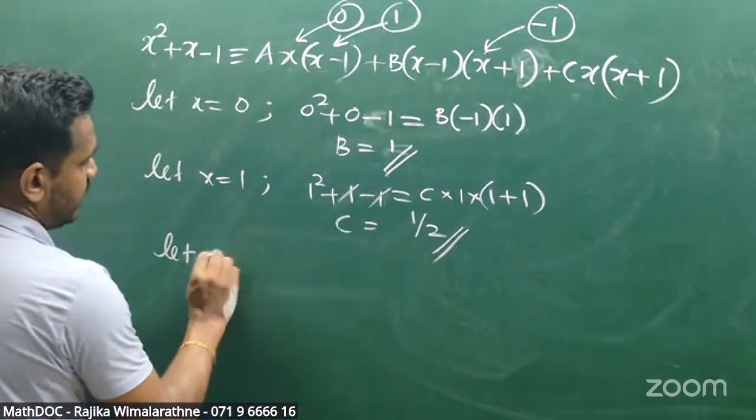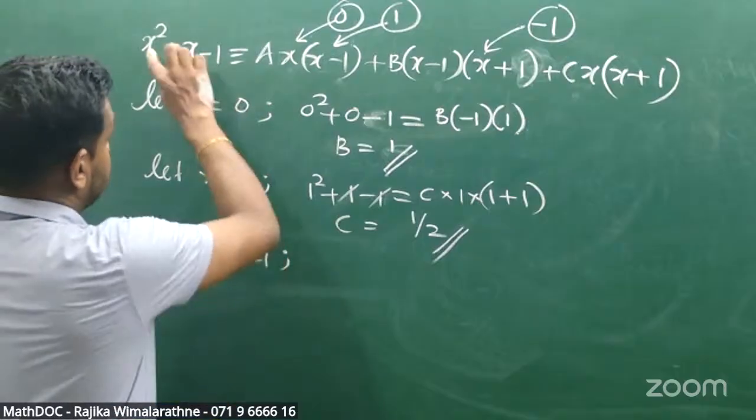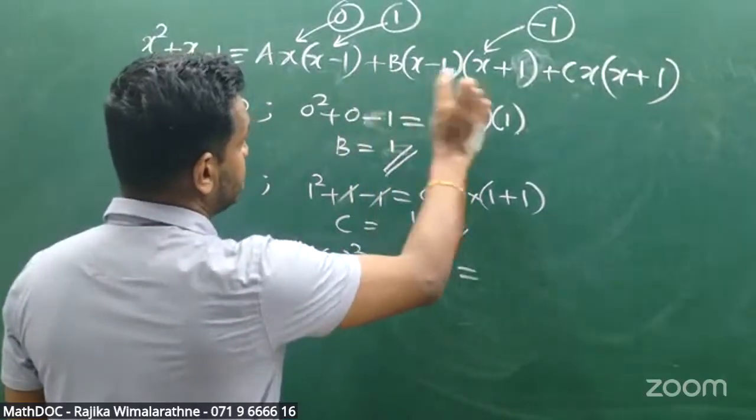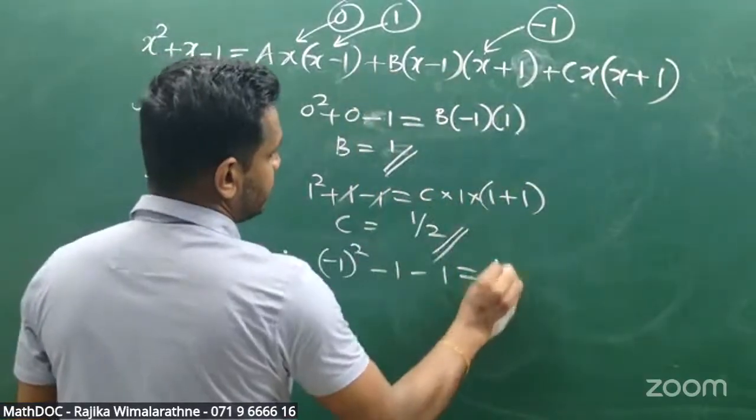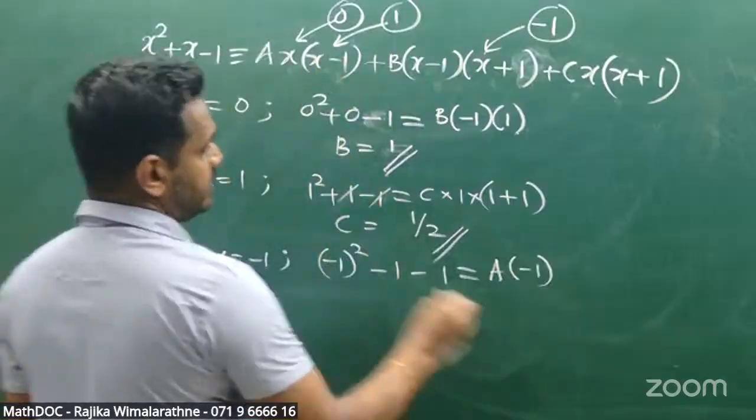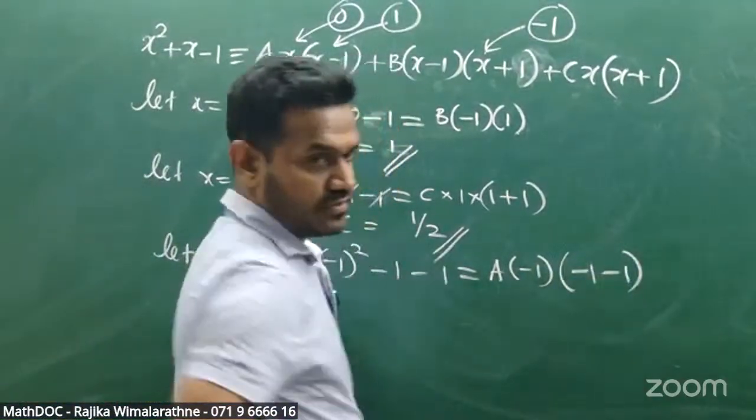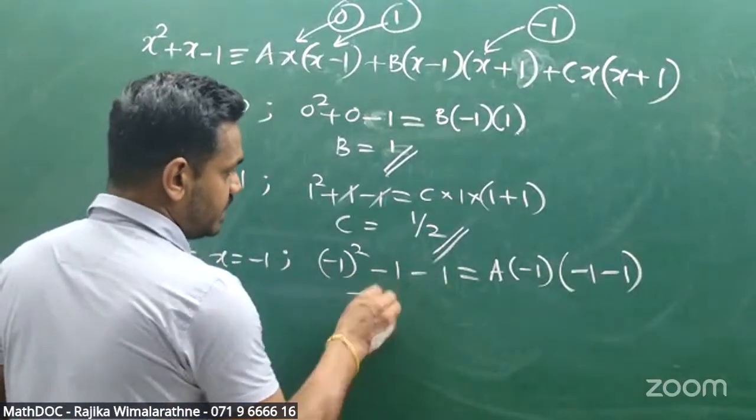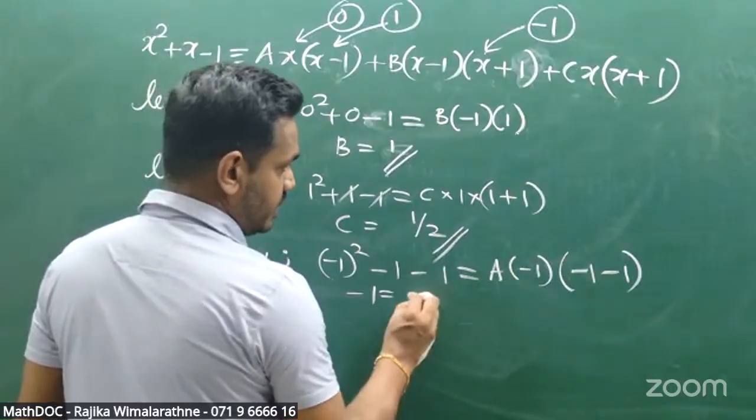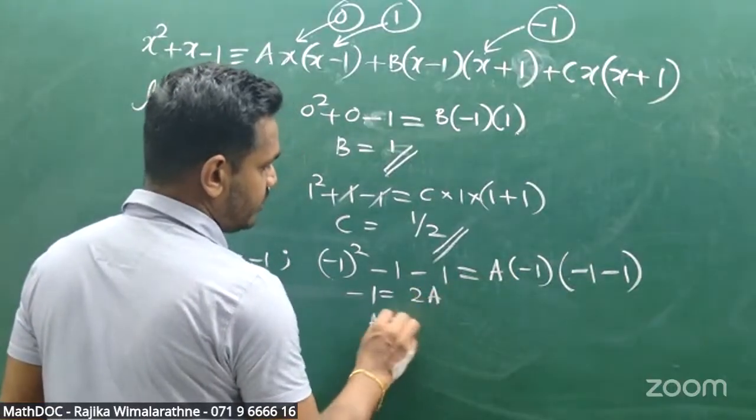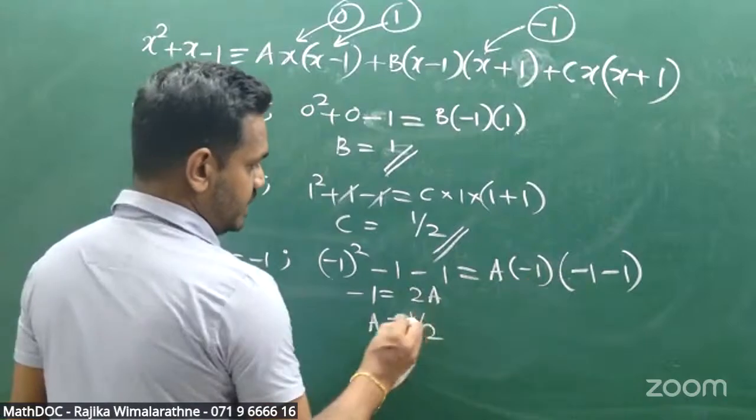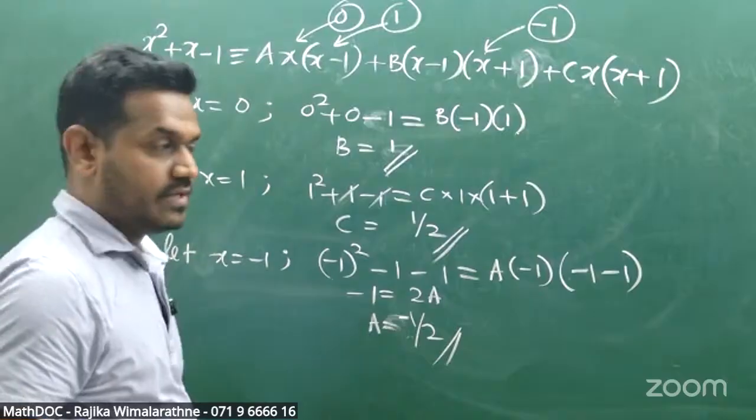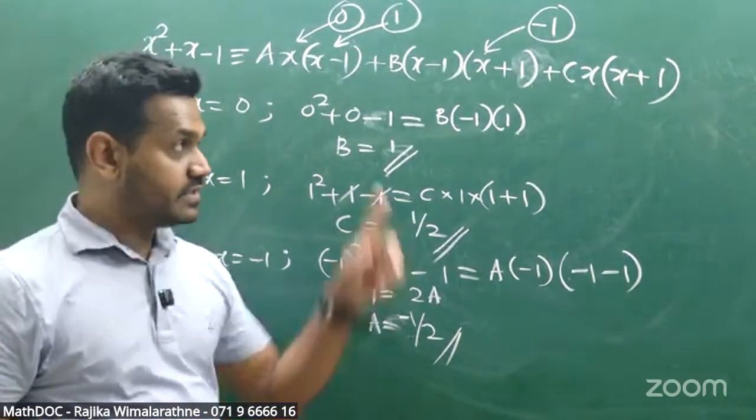Now let x equal minus 1. Then here minus 1 squared plus minus 1 minus 1, here the b and c terms are 0. Here a times minus 1 times (minus 1 minus 1). You put brackets properly. Then here minus 1 equals 2a. Then a equals minus half. Likewise, we can obtain values. By substituting, we can find the unknowns. Complete.